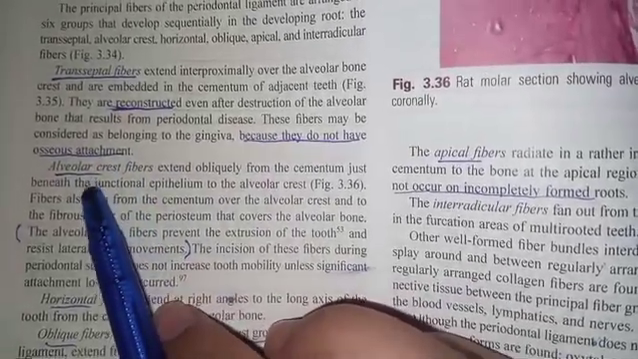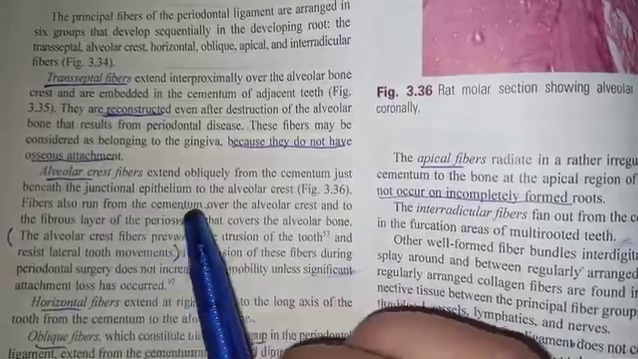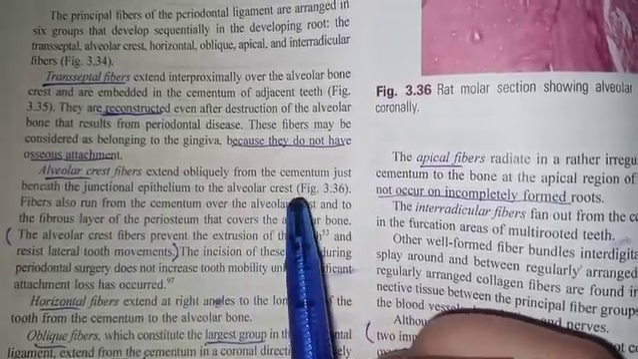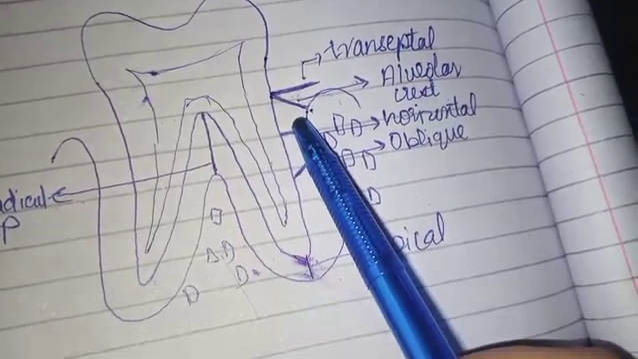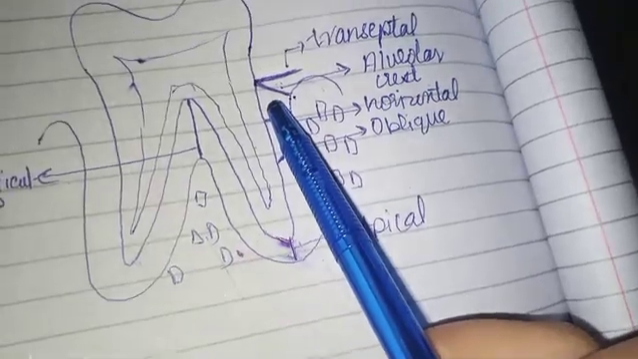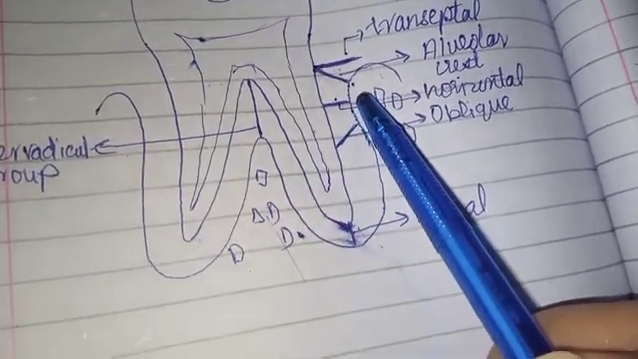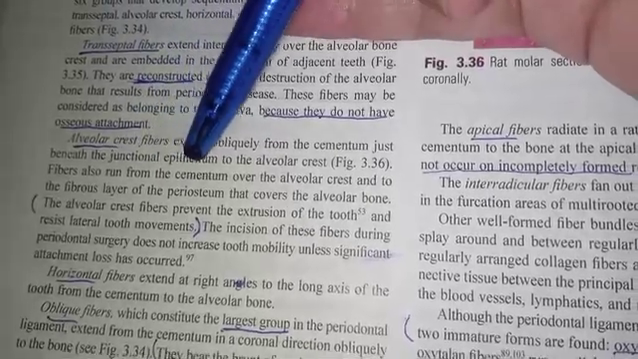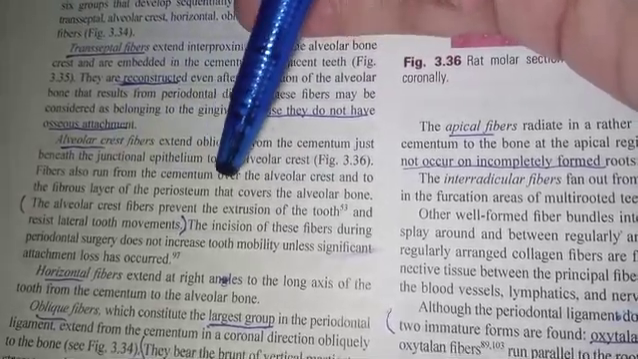Then alveolar crest fibers. Basically they extend obliquely from the cementum just below the junctional epithelium to the alveolar crest. You can see the alveolar crest here. They move from the cementum toward the alveolar crest. These fibers run from the cementum over the alveolar crest and then to the fibrous layer of the periosteum that covers the alveolar bone.